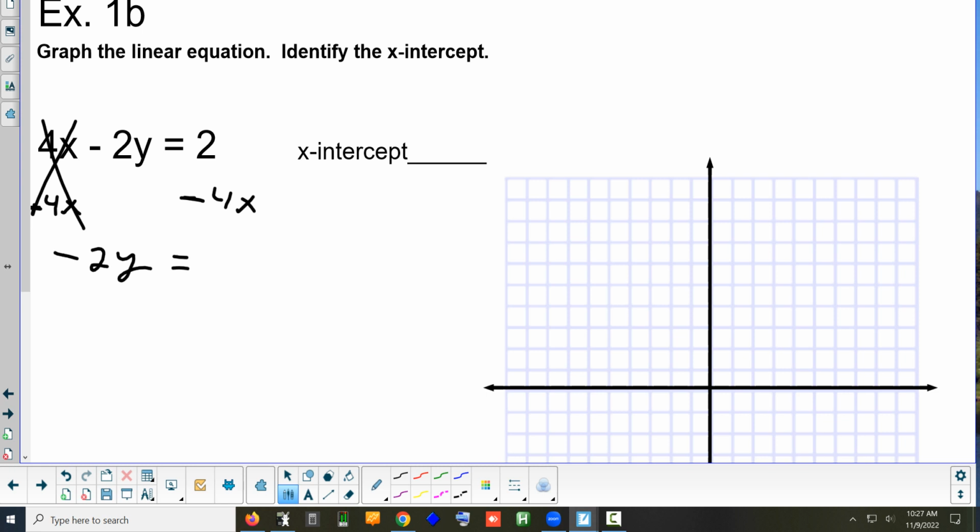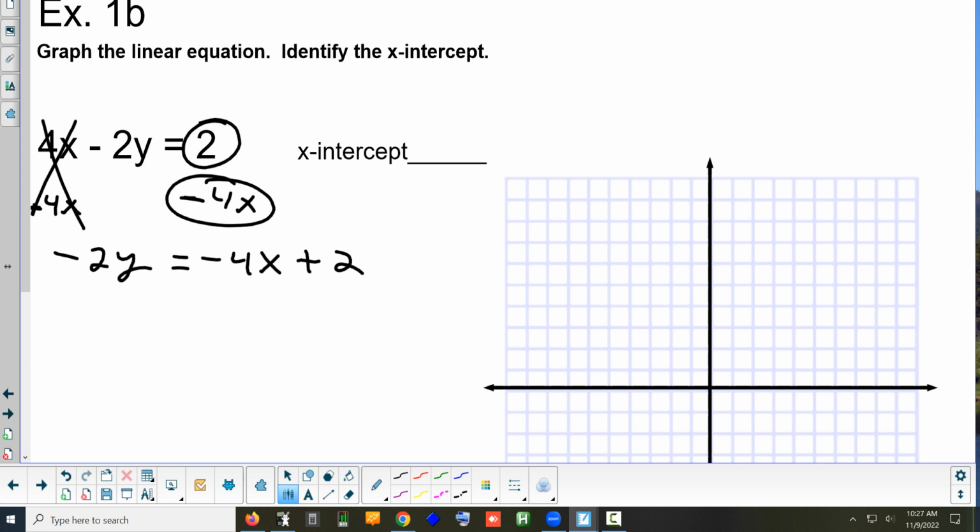And Natalie, what's going to be on the right side? 2. Can you just put it in y equals mx plus b for me? Well, it's not y equals yet, but at least put it in mx plus b on this side. Negative 4x minus 2? No, plus 2. Plus 2. That's a negative 4x. That's a positive 2. We're just putting them in a different order. Negative 4x, positive 2.